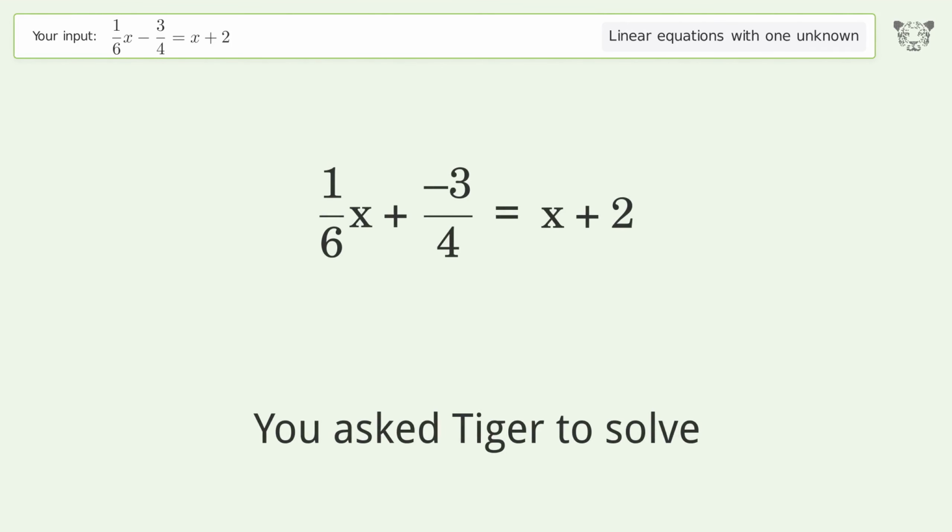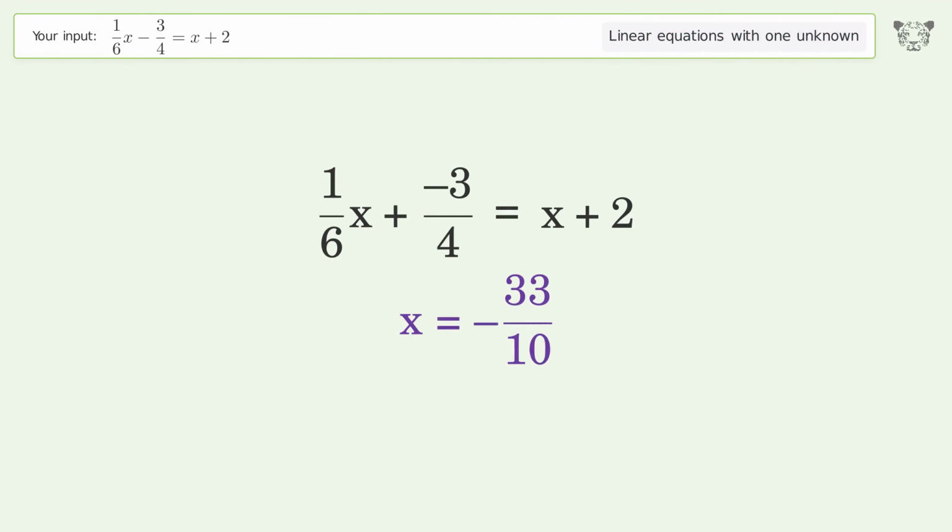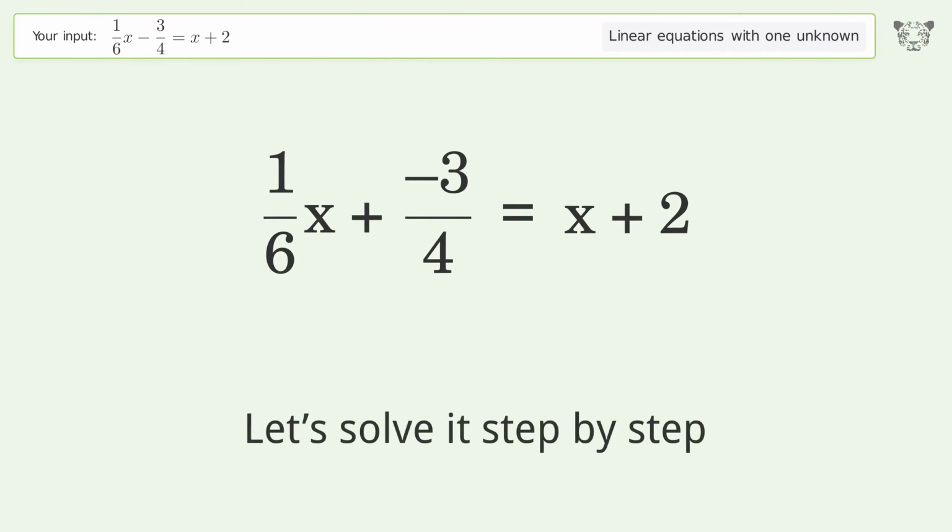You ask Tiger to solve. This deals with linear equations with one unknown. The final result is x equals -33/10. Let's solve it step by step.